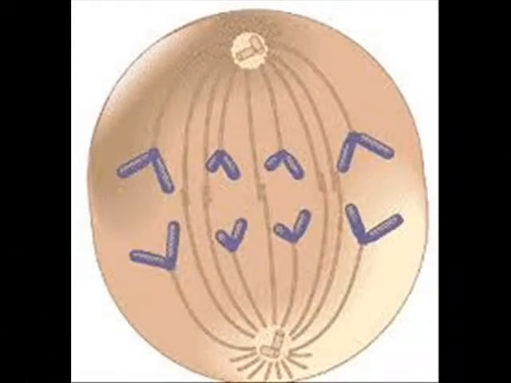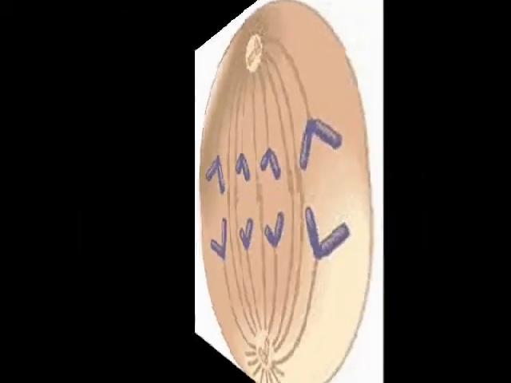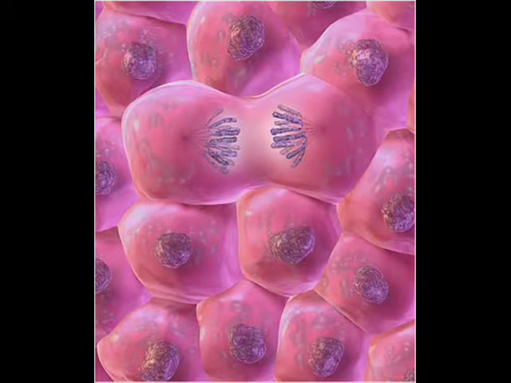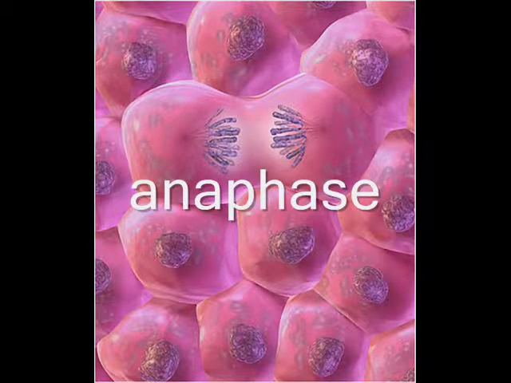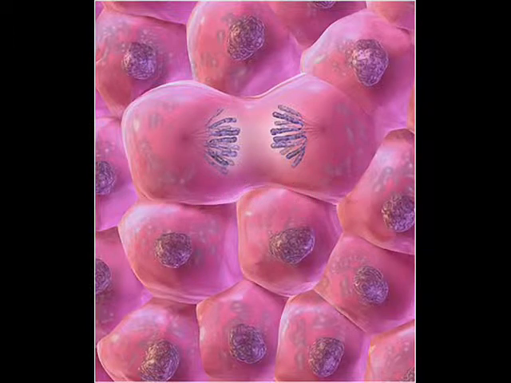Anaphase is the third step in mitosis. In this phase, the spindle fibers pull the sister chromatids apart and drag them to opposite ends of the cell. Once the sister chromatids are separated, they are now called chromosomes. Because they move to opposite ends of the cell, this ensures that each new cell will contain identical genetic information.